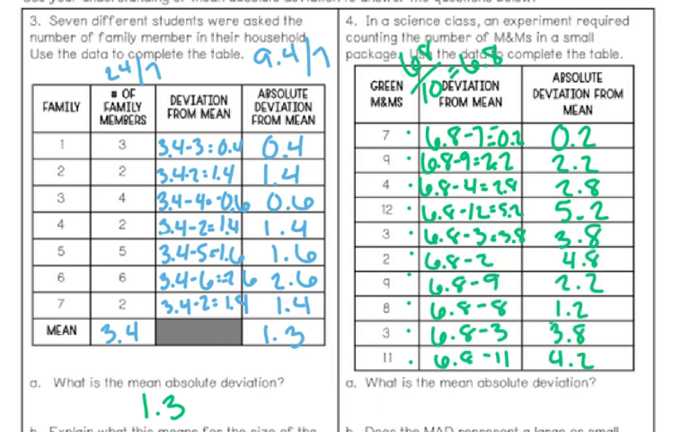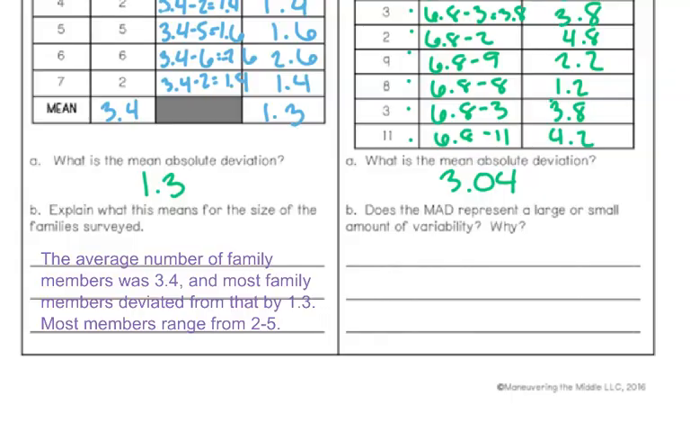Now that I have all of my absolute deviations from the mean, I need to take the sum of those deviations and divide by the number of pieces of data. So I need to find the mean of the deviations. Pause the video and find the mean absolute deviation. Press play when you're ready to check. The mean absolute deviation is 3.04. After I add all of these together and then divide by 10, I get 3.04, and that is the mean absolute deviation.